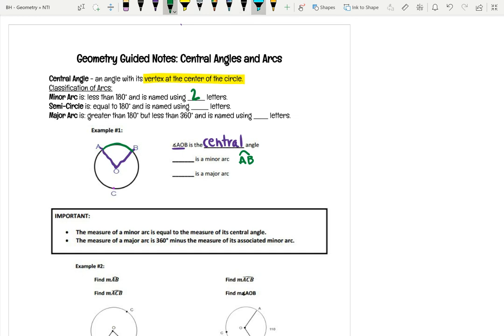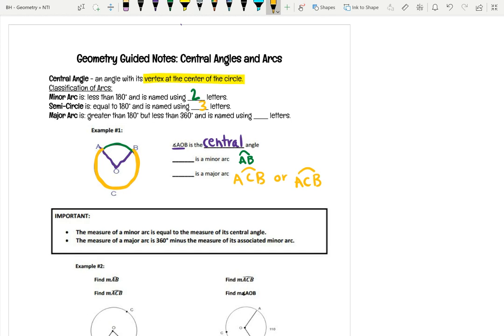One of the major arcs here is going to be arc ACB. For a major arc, you're going to use 3 letters, and you're going to go through all 3 of those. The other way you could name this one is if you go backwards around from B, go through C, and stop at A. Naming those in that order does matter. C has to be in the middle there, kind of like when we dealt with angles all year long.